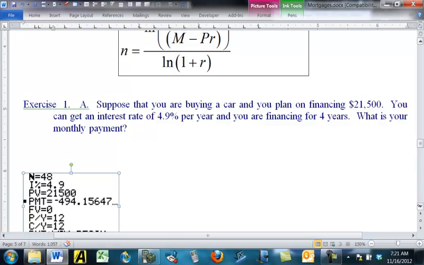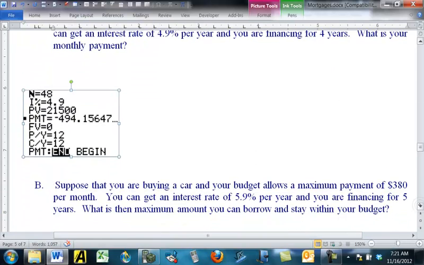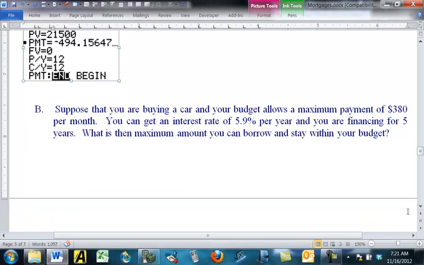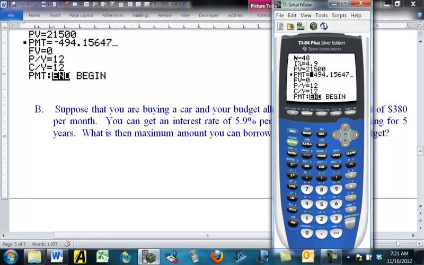$494.16. Alright, so let's do the next one. You're buying a car, your budget allows a maximum payment of $380. So that's going to be the payment. So it's a payment, so I'll do it negative. Negative $380.